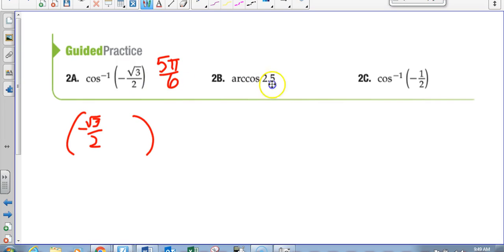Does the cosine ever go up to 2.5? No, it only goes from 1 to negative 1, right? Where's the cosine negative 1/2? 2 pi over 3. Everybody good?